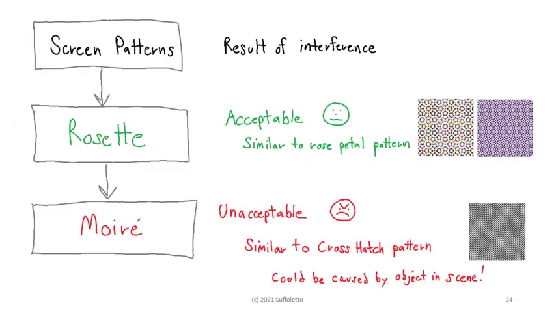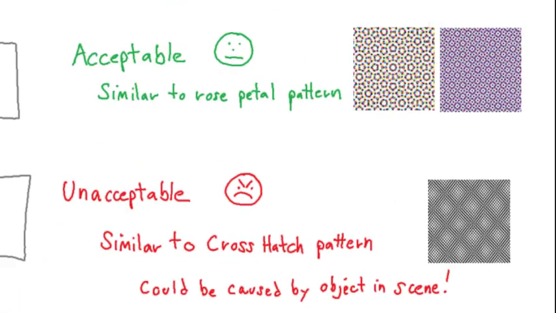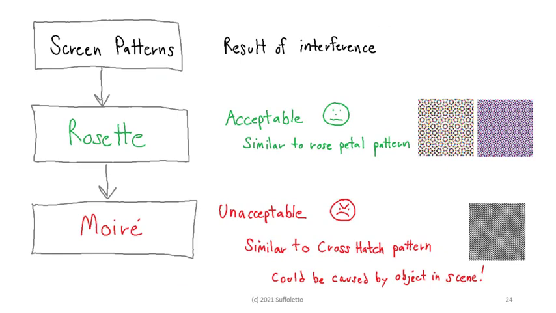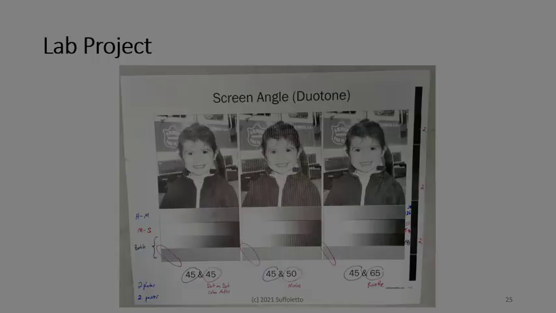A moire is an unacceptable pattern that we don't want, so it has that cross-hatch pattern to it. It could be caused by the additional color and its angle, or it could be caused by a pattern in the original image. That would be called an object moire. In lab, the project we will be printing for screen angles will be the duotone.